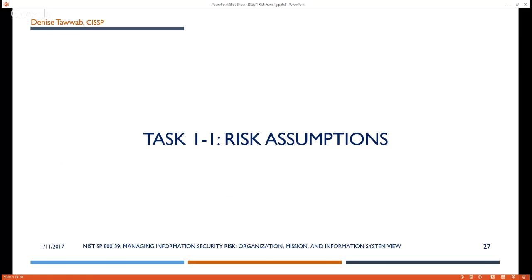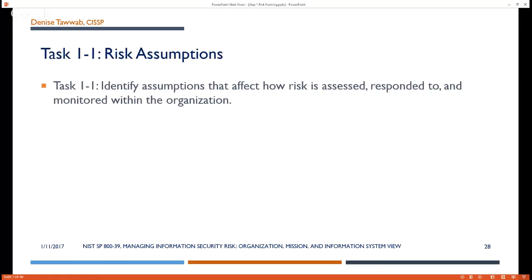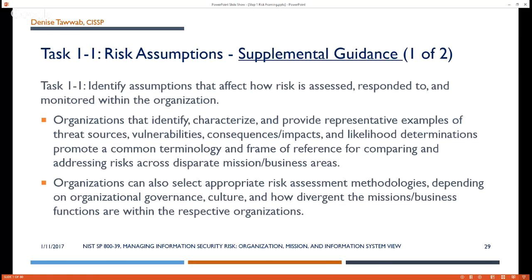So let's talk risk assumptions. Task 1-1 is identify the assumptions that affect how risk is assessed, responded to, and monitored within the business. Organizations that identify, characterize, and provide representative examples of threat sources, vulnerabilities, impacts, and likelihood determinations promote a common terminology and frame of reference for comparing and addressing risk across disparate mission business areas. Your business can also select appropriate risk assessment methodologies depending on organizational governance, culture, and how divergent the business functions are within the respective organizations.